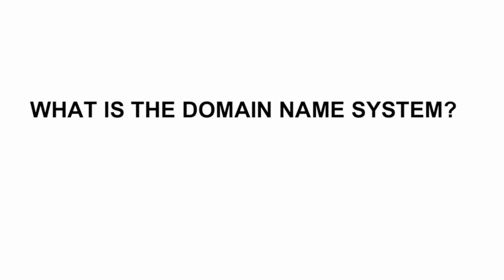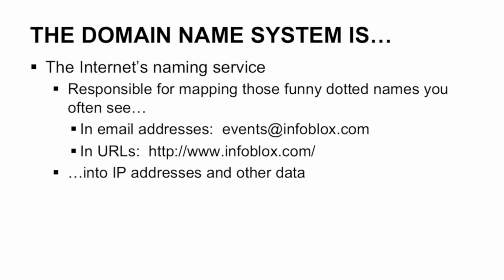Now let's talk a little bit about the theory behind the Domain Name System. The Domain Name System is the internet's naming service, and it's responsible for mapping those funny dotted names that you see in email addresses and URLs into IP addresses and other types of data. In an email address, like events@infoblocks.com, the portion that's relevant to DNS is everything that follows the @ sign. So in this case, infoblocks.com.